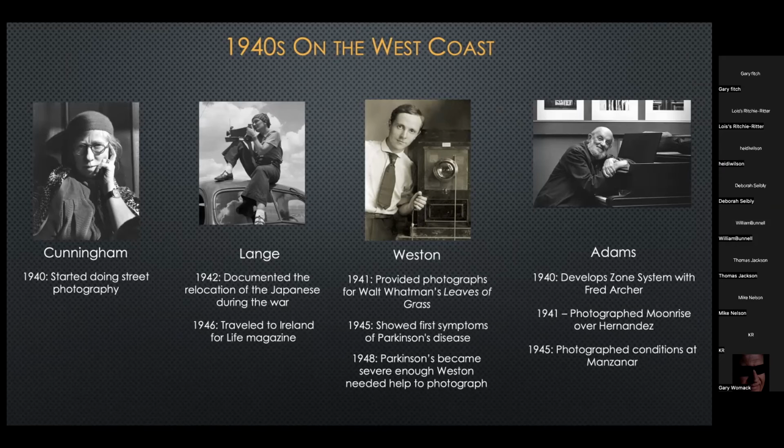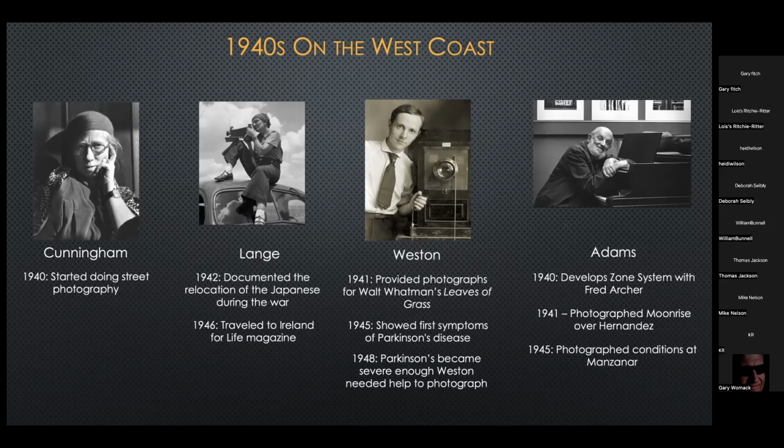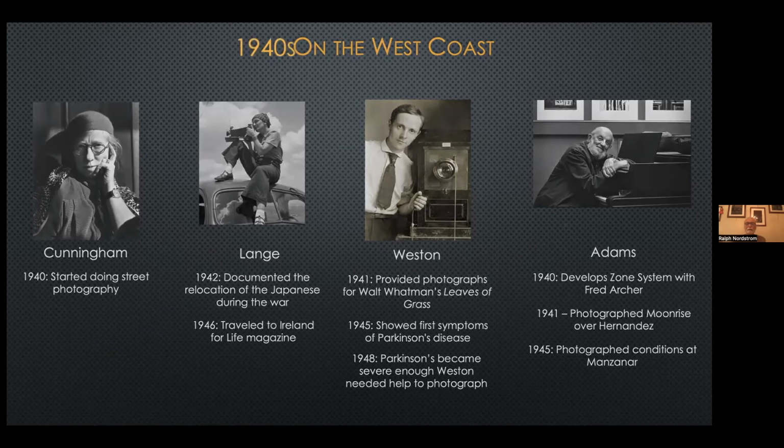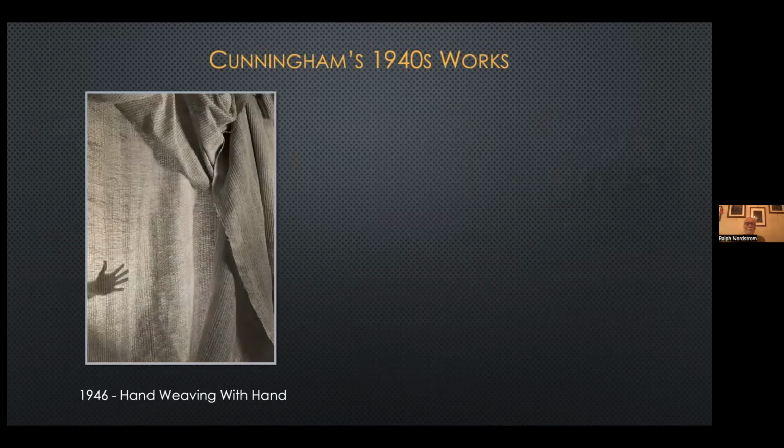Weston comes down with signs of Parkinson's disease. And his sons start helping him with his photography more and more. They have to help him more and more. Adams photographs Moonrise over Hernandez, and that was his best-selling photograph of all. He and Fred Archer developed his own system. And Adams also photographs conditions at Manzanar, but not like Lange does. Okay, look at this imagination. Wow.